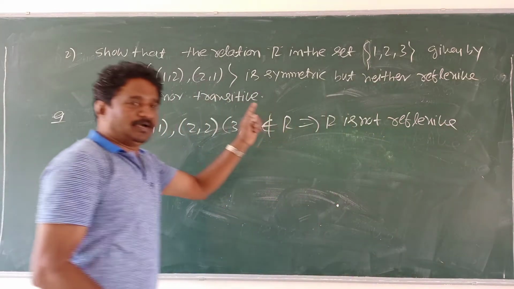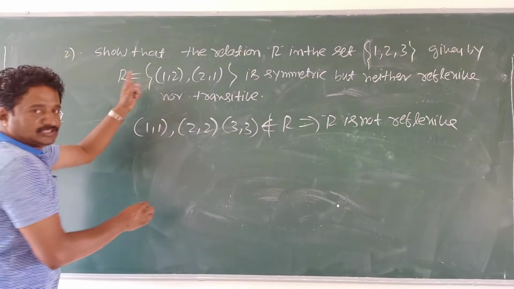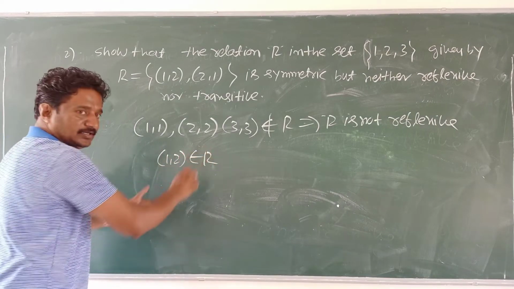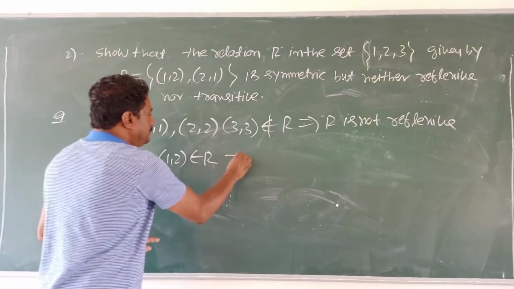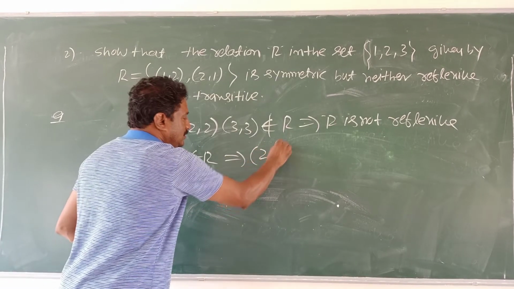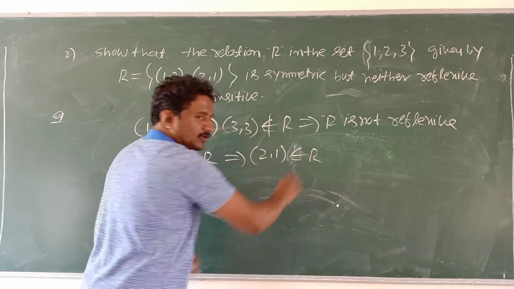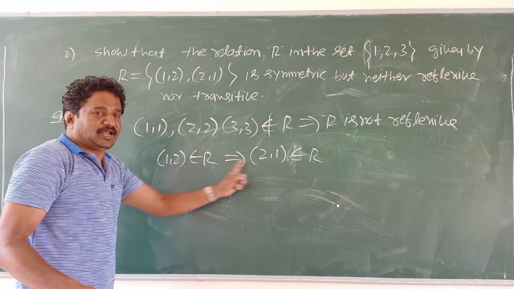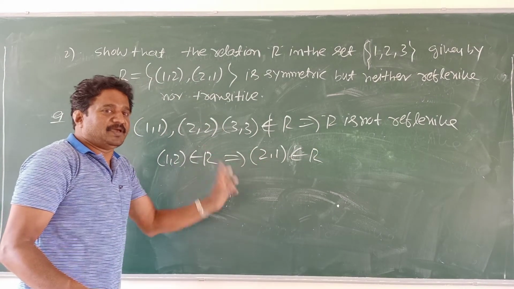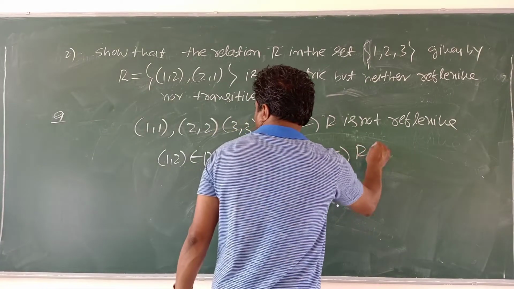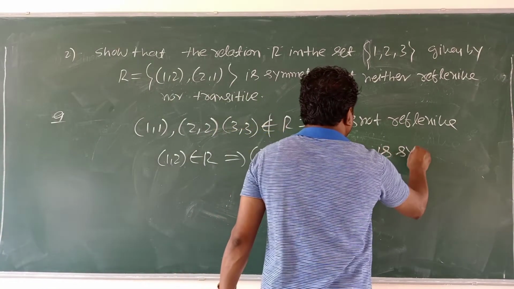Is R symmetric? Yes, R is symmetric. (1,2) belongs to R. AB is in R, that implies BA belongs to R. R is containing both AB as well as BA, so it is symmetric. That implies R is symmetric.